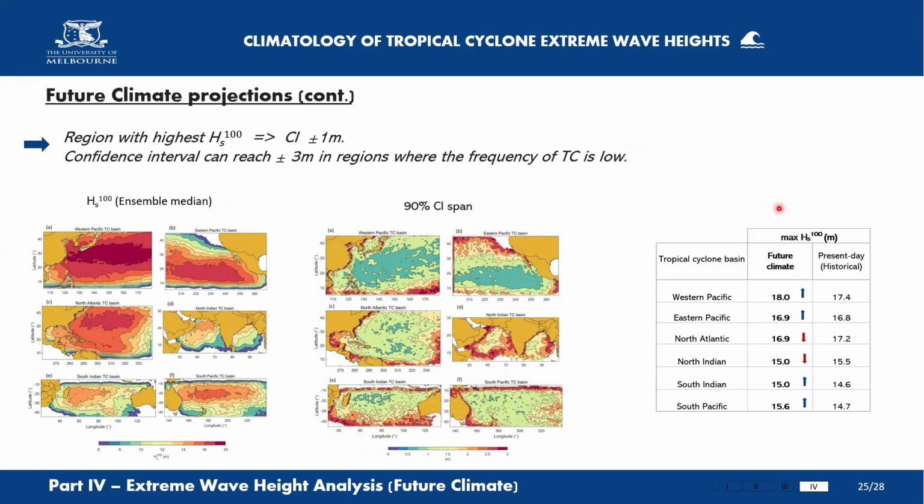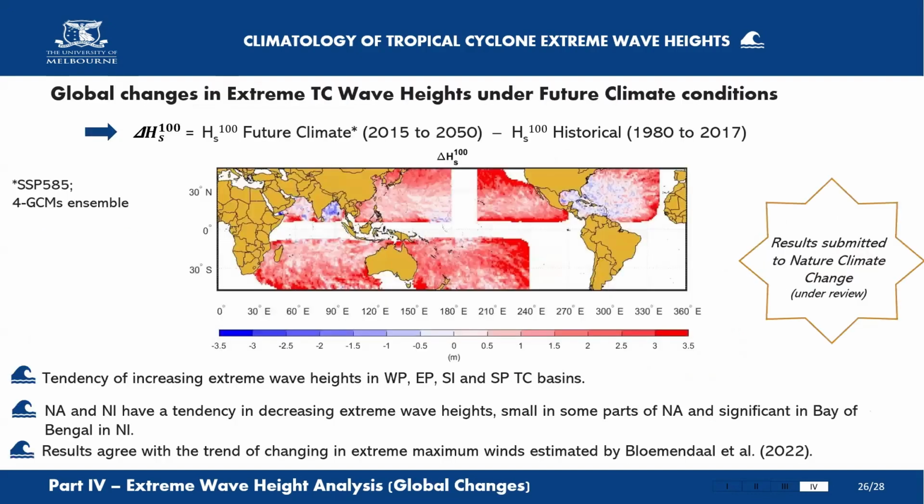In the table, we show just the maximum values of the HGS 100 estimate for each tropical cyclone basin for the future climate, and the same data using the historical data for the present day. We can see a trend of increase in the HGS 100 for almost all tropical cyclone basins, with a decrease for North Atlantic and North Indian. I'm going to tell more about this in the next slide.